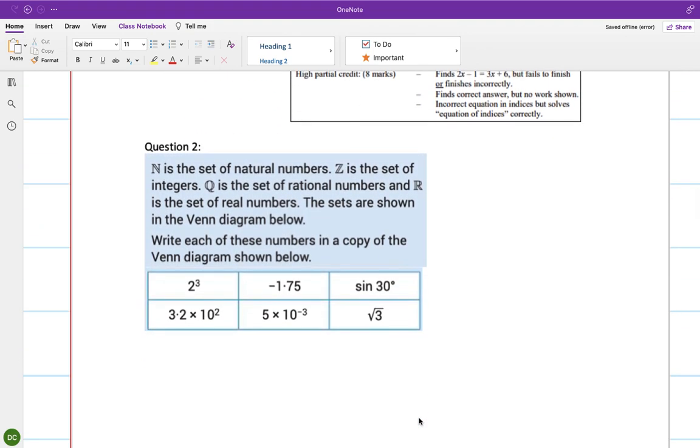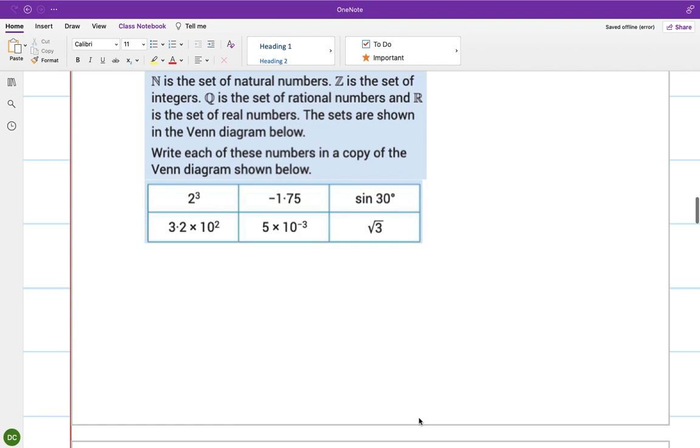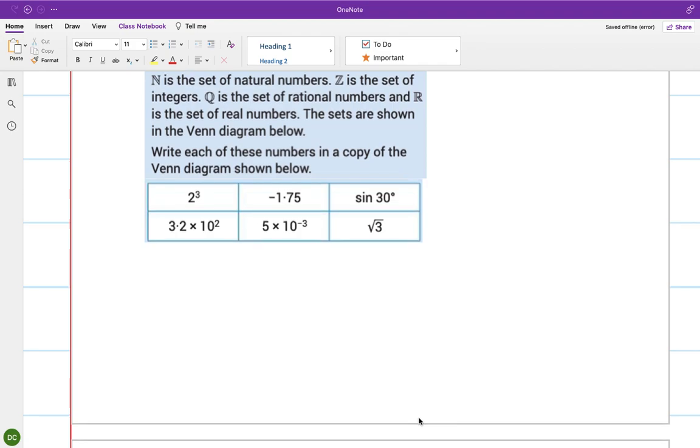Okay, N is the set of natural numbers, Z is the set of integers, Q is the set of rational numbers, R is the set of real numbers. The sets shown are in the Venn diagram. Write each of the following numbers in a copy of the Venn diagram below. Okay. So I literally just typed these into my calculator.